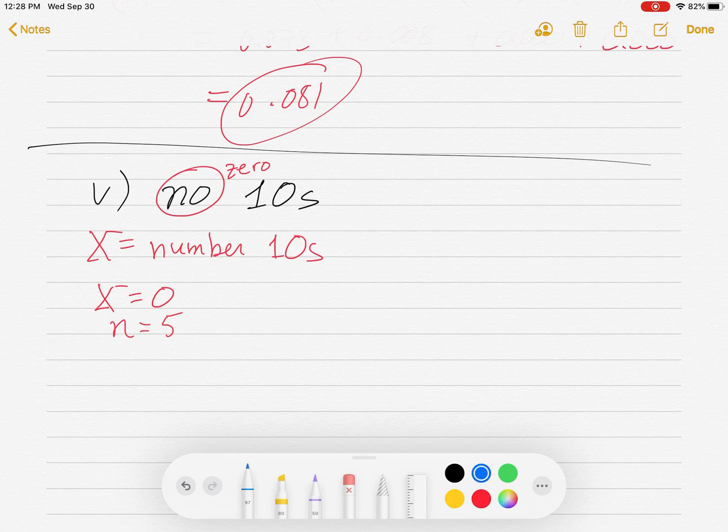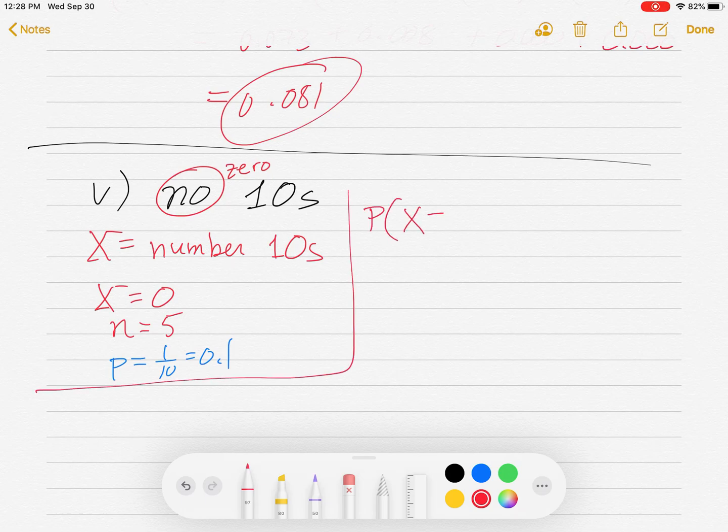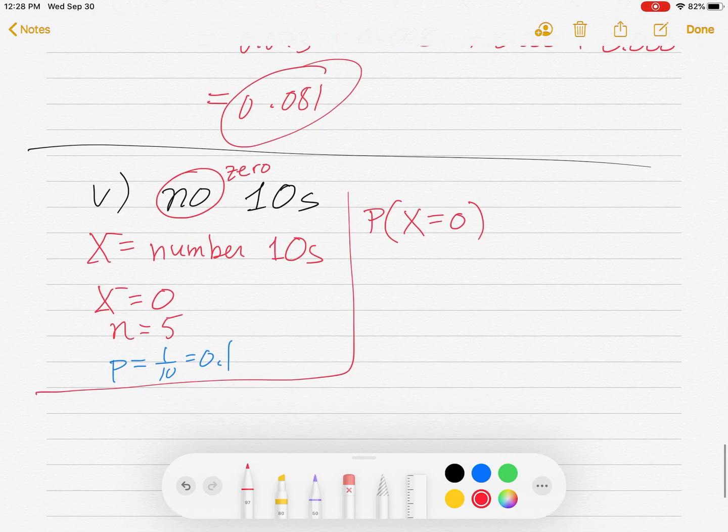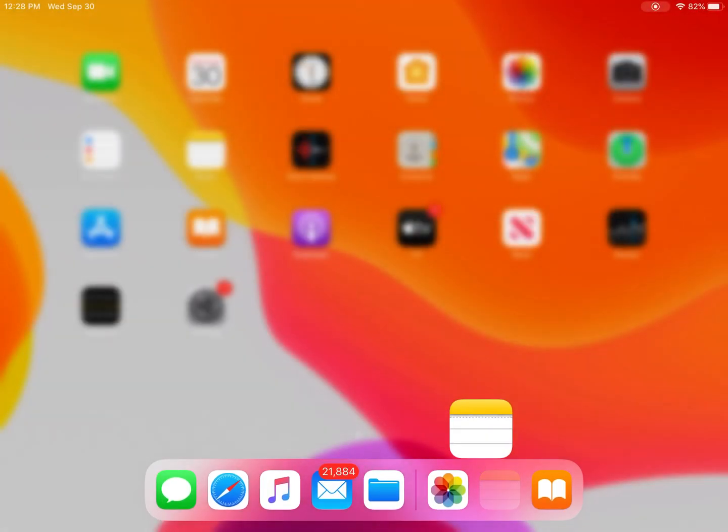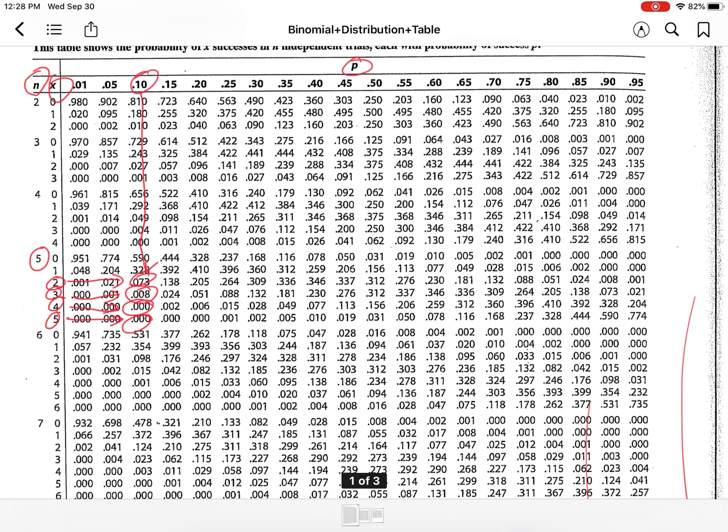Now remember the number of trials is 5, right? You're still rolling this die 5 times. The probability of success on a single trial, if you just roll it once, is still 1 in 10, 0.1. So what I'm going to do, I'm going to go to my table. All right, let's write this down. The probability that x equals 0, right? Probability of the number of tens being 0. We don't want any tens. I'm going to look up n is 5, p is 0.1, and x is 0.